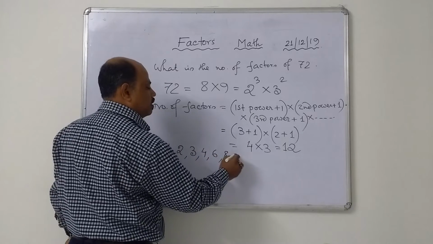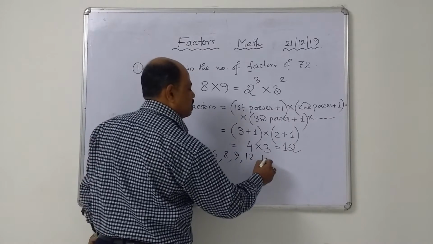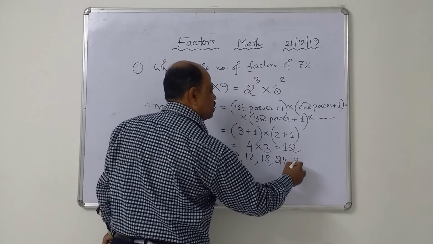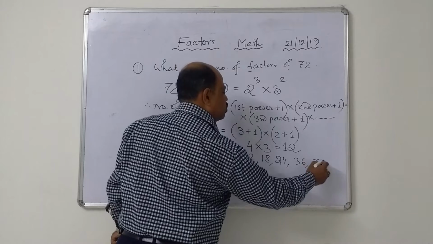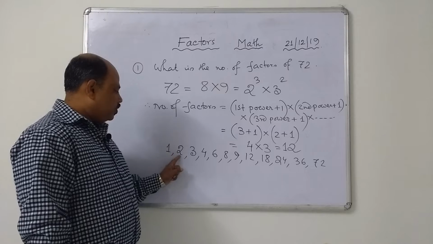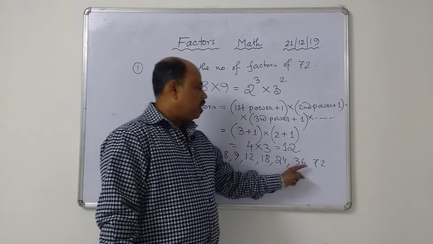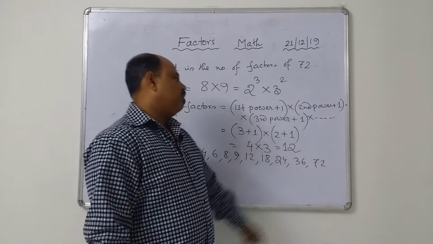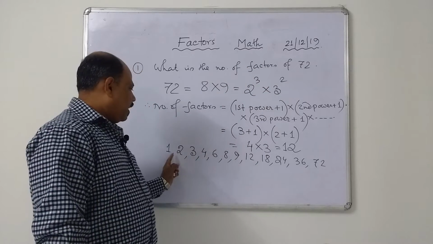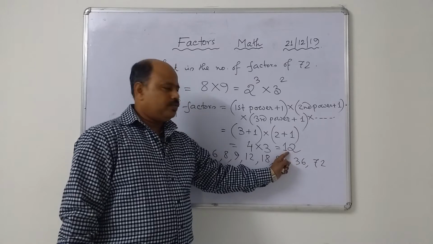8, 9, 12, 18, 24, 36 and 72. Look and count carefully. 1, 2, 3, 4, 5, 6, 7, 8, 9, 10, 11, 12. So how many factors of 72? You see that you have to count and you can get the result 12.